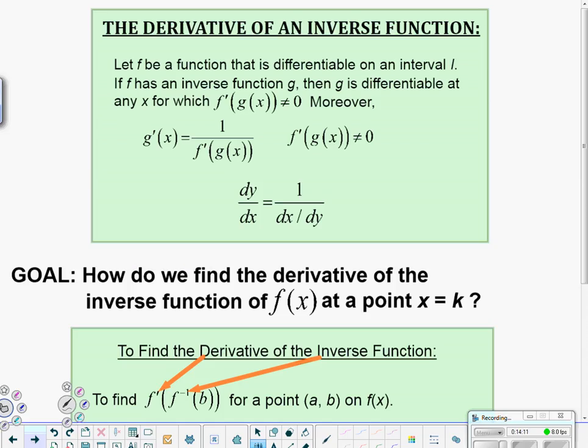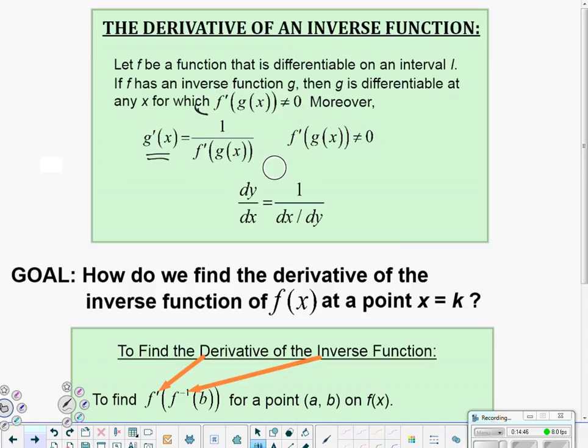Now let's get into the calculus part of this, the derivative of an inverse function. Let f be a function that is differentiable on the interval. If f has an inverse function g, then g is differentiable at any x for which f prime of g of x is not equal to 0. The reason we have to have this is because the definition of the derivative of the inverse involves the derivative of the f function evaluated at g of x, and we would not want this to be 0, because then I'm trying to divide by 0.